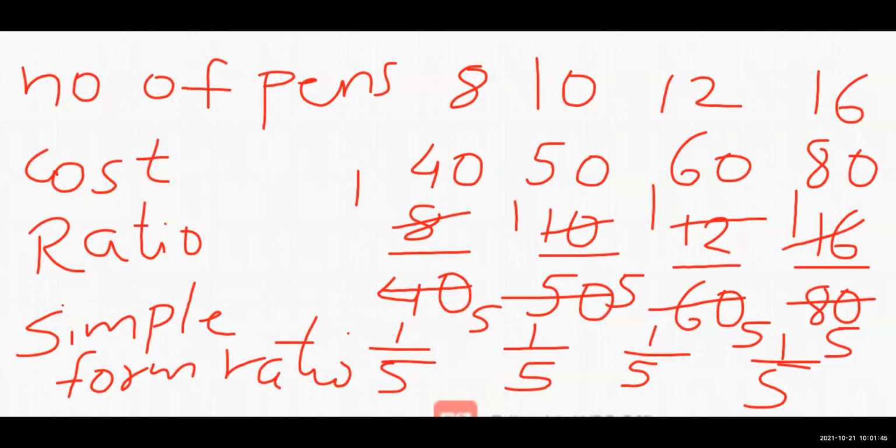Constant means whenever we are solving the sum, we are getting the same ratio. So the ratio of pens to their cost is constant, and that we call direct proportion. I think you have got a clear idea what direct proportion is and how to find it. Whenever there is an increase or decrease and the constant remains the same, that is called direct proportion.